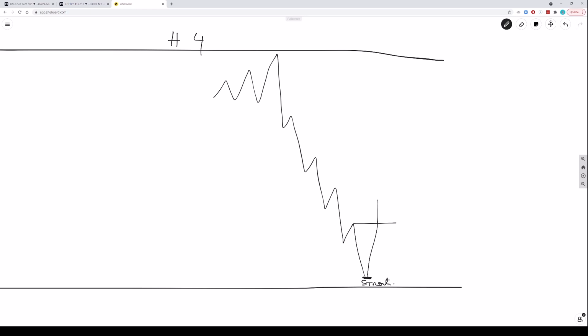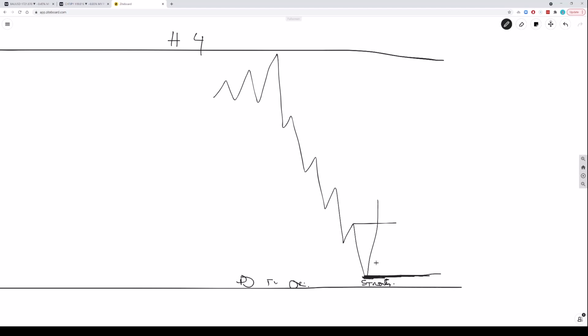Why is it a strong low? It's because it's coming off from a PD array. So it could be a daily fair value gap, it could be a daily order block. This low here is considered as a strong low, and for price to place a strong low, there is going to be a lot of liquidity built below this low.